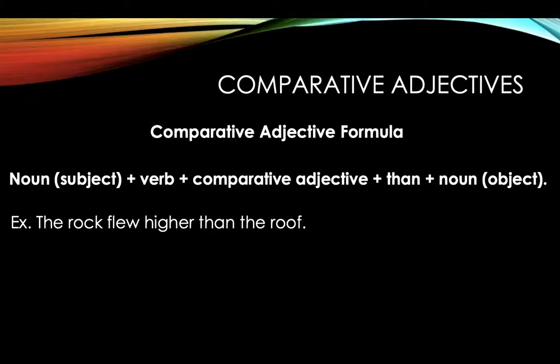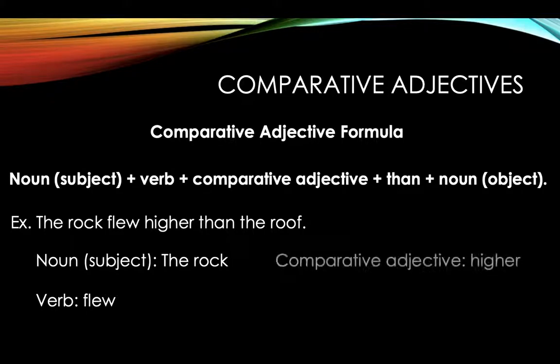So for example, the rock flew higher than the roof. The noun, the subject, is the rock. The verb is flew. Comparative adjective is higher. And the direct object is the roof, right? Because what is it higher than? The roof. Again, remember, you can pause this and take notes if necessary. And again, we will review this later when I return tomorrow.